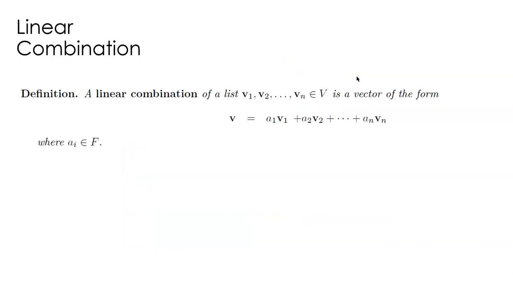Linear combination. A linear combination of vectors is where you add the vectors up and multiply each of them by some scalar. So a1 v1 plus a2 v2, and so on, up to an vn. All the a's are scalars, all the v's are vectors.